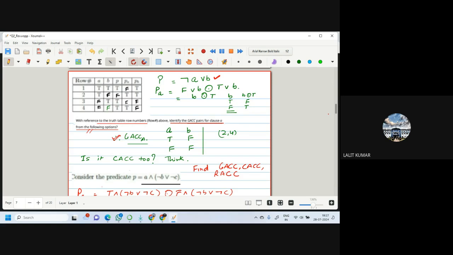Can somebody try this again? How to find the GACC for A from here? Abir, can you try this? Yes, sir. Trying.